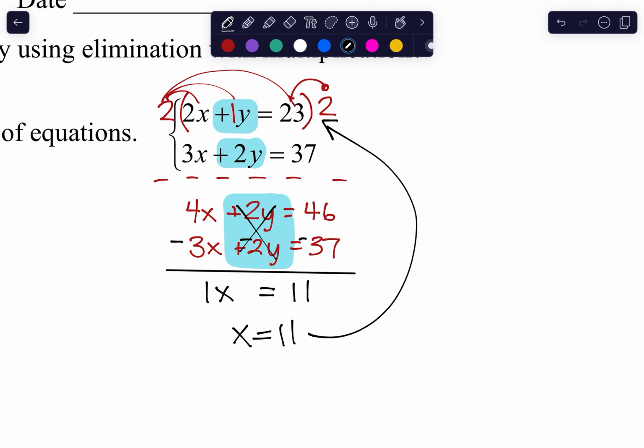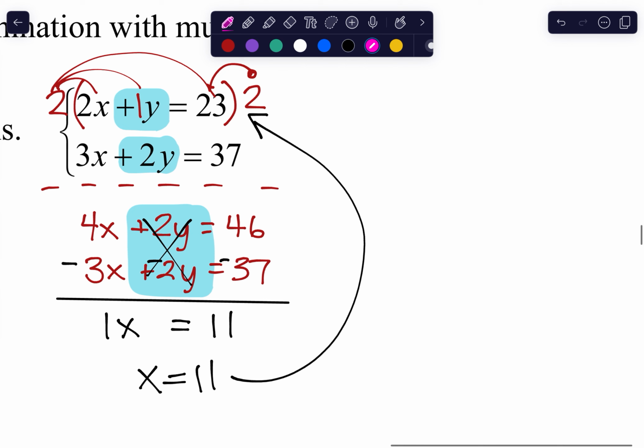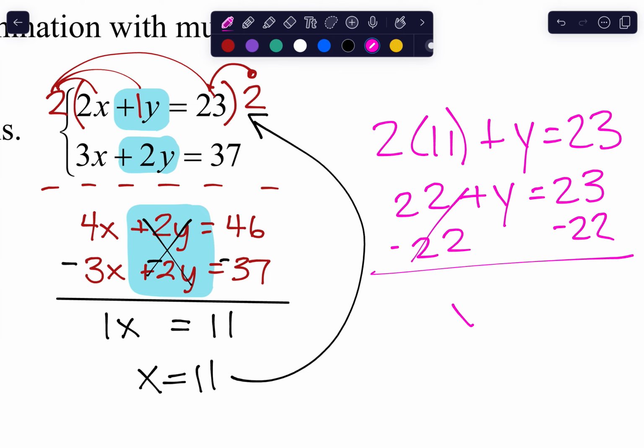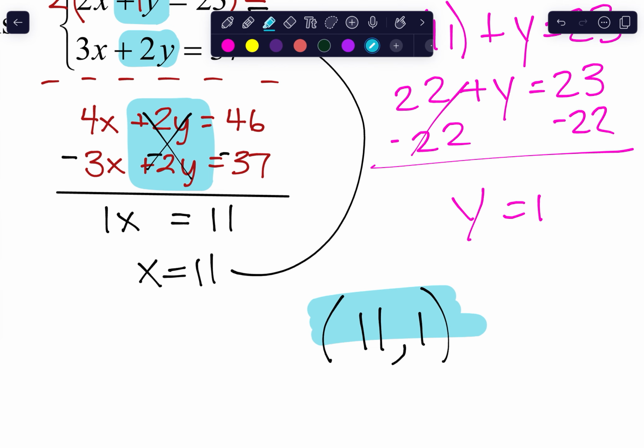So just like yesterday now, I have to substitute this back in. I'm going to put it into the top one because I feel like that is the easiest to solve for y. So when I substitute that back in for x, I get 2 times 11 plus y equals 23. So 22 plus y equals 23. Subtract 22 from both sides. We get y is equal to 1. So don't forget, the solution to a system of equations is an ordered pair. So (11, 1) is our answer.